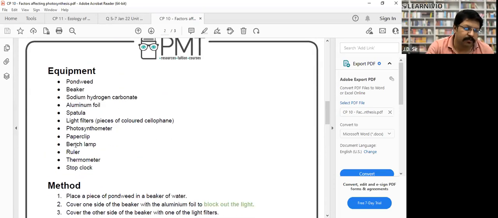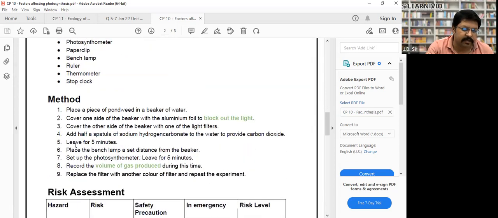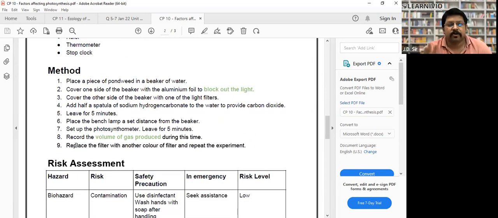These are the equipment which we have to take. Then there is a method, right? What is the way to do the experiment? How will you do the experiment? Place a piece of pondweed in a beaker of water. You have a beaker. You have to put algae in it. Any pondweed which is found in a pond, right? That may be any aquatic plant.